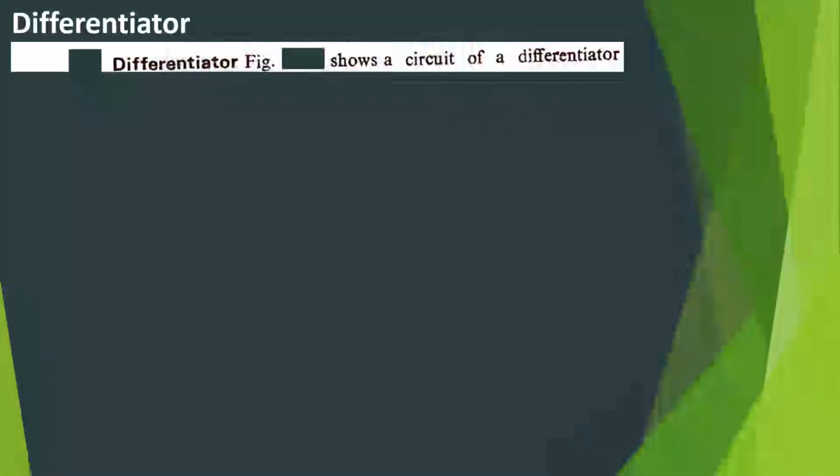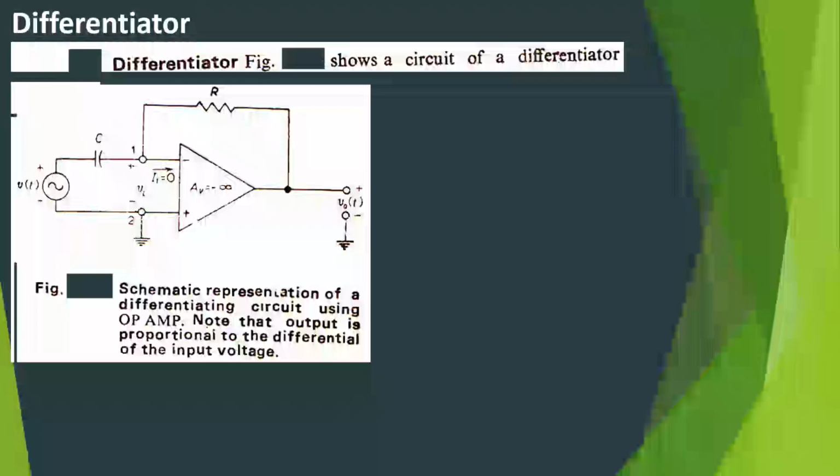Next, we have a differentiator. The figure shows a circuit of a differentiator. So this is the schematic representation of a differentiating circuit using operational amplifier. Note that the output is proportional to the differential of the input voltage.